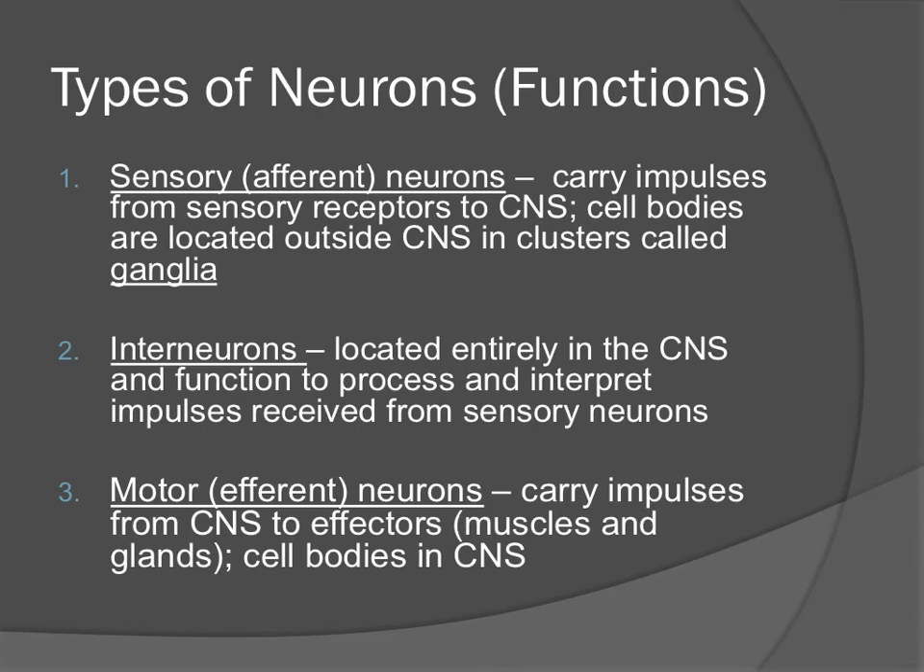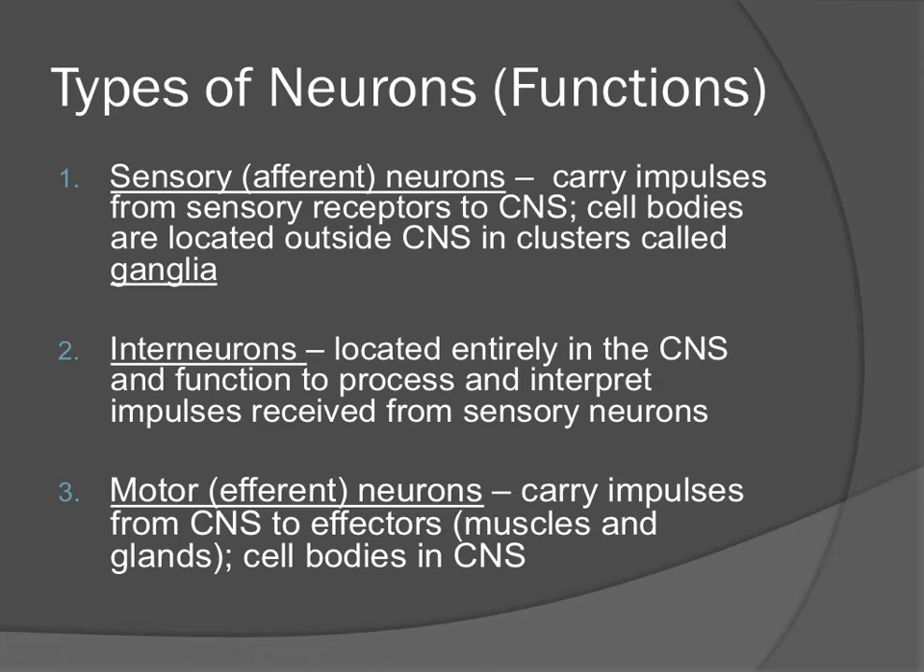Types of neurons: we have sensory neurons, also known as afferent neurons. These carry impulses from the sensory receptors to the central nervous system. Cell bodies are located outside the central nervous system in clusters called ganglia. The sensory neurons convert external stimuli to corresponding internal stimuli. They convey sensory information to the brain or spinal cord. These neurons are activated by physical conditions such as light, sound, heat, smell, and taste.